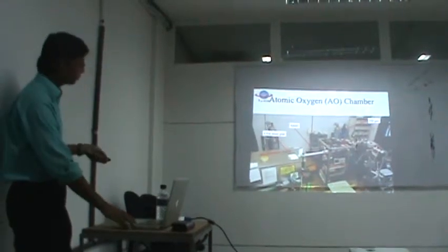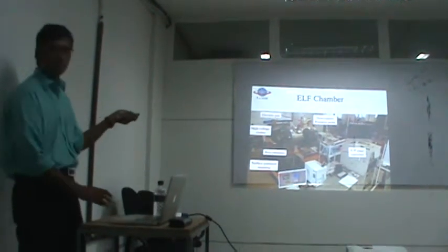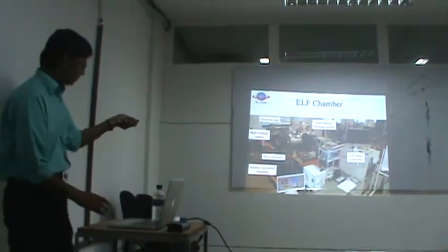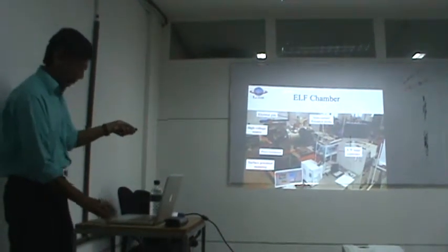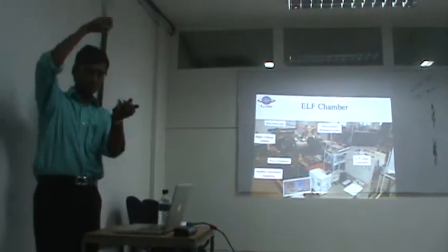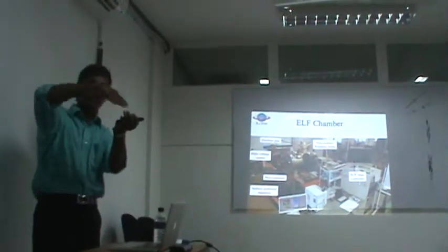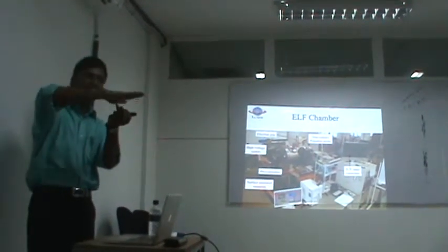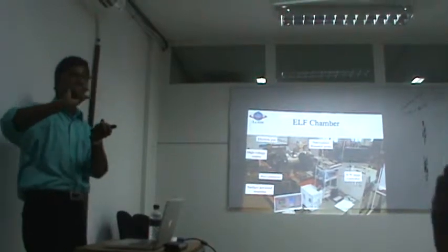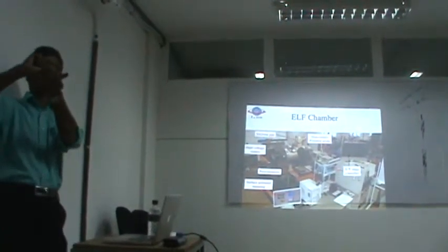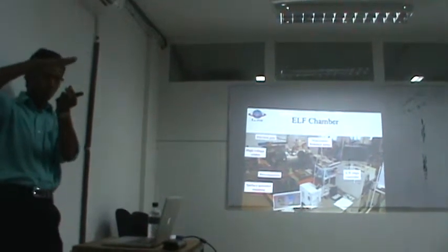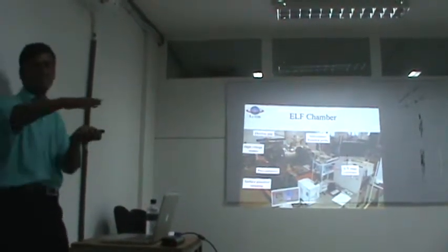Okay. And this is our ELF chamber. ELF means electron emitting film. We designed the ELF in this chamber, so we named it the ELF chamber, and we measure the surface potential. We hit the sensor with electrons, and the surface potential changes, and then we can scan. And that is a non-contact method. That means there is some distance between the probe and the surface, so that the probe cannot affect anything.